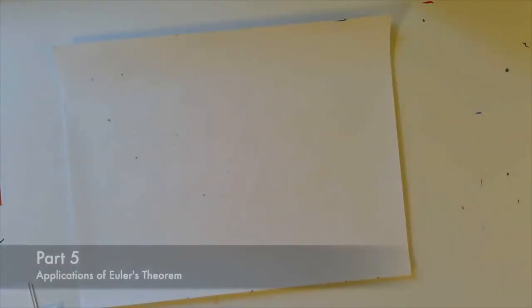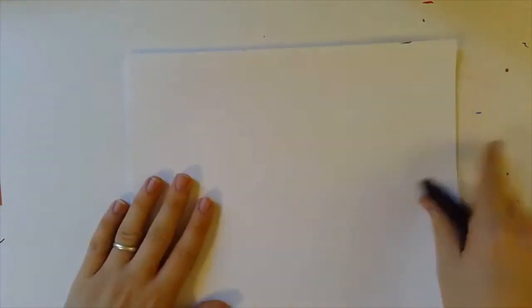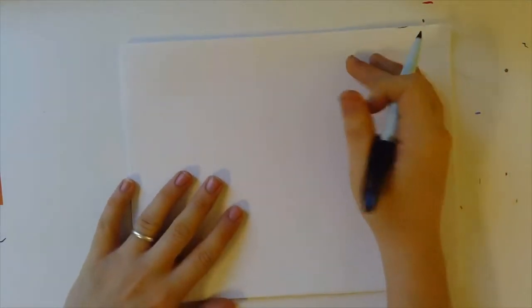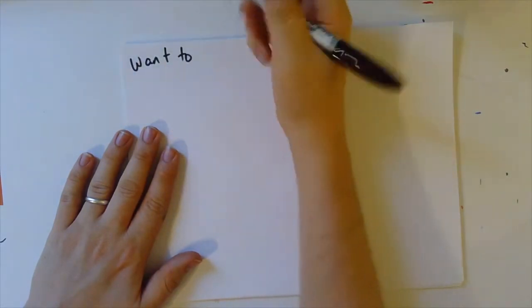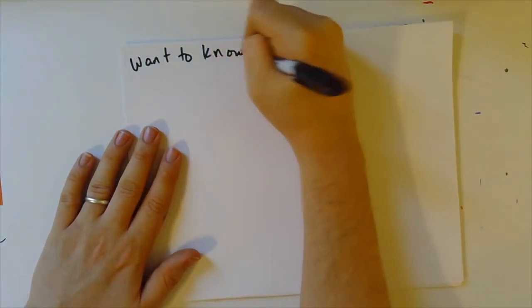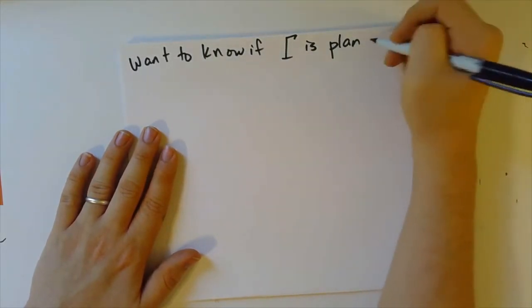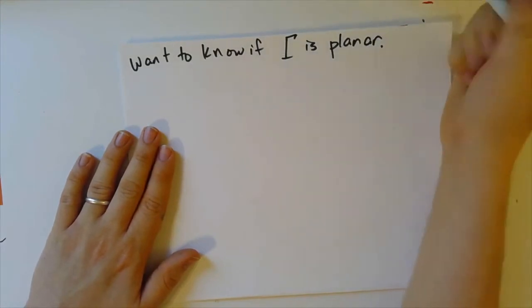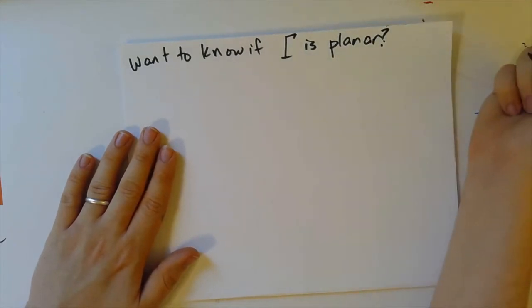So, again, I promise I will prove Euler's theorem later, but I want to talk about applications now. Here's an idea. Maybe we can use Euler's theorem to decide if a graph is planar. So let's say we want to know if G is planar. Or I guess usually I'll use gamma, but gamma is just the Greek letter G. So this is my graph. Is it planar?